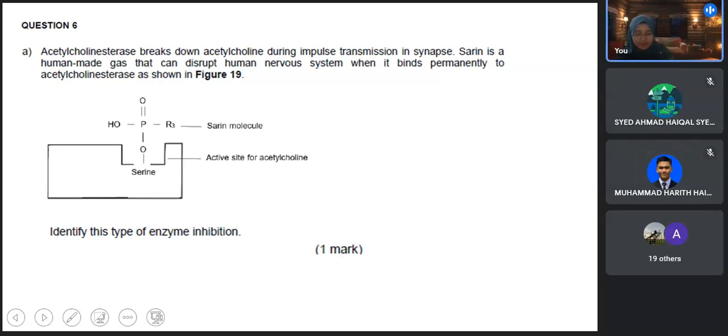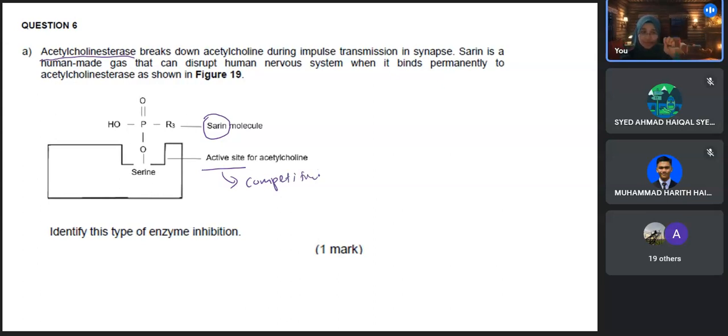So for this question, it is the same as the serine question here, but for this one you can see clearly the diagram. Sama je, the same question. This one gives you the diagram for you to see clearly the interaction between serine and the enzyme. The enzyme is acetylcholinesterase. The inhibitor is the serine. It binds to where? It binds to the active site. Because it binds to the active site, it is competitive.